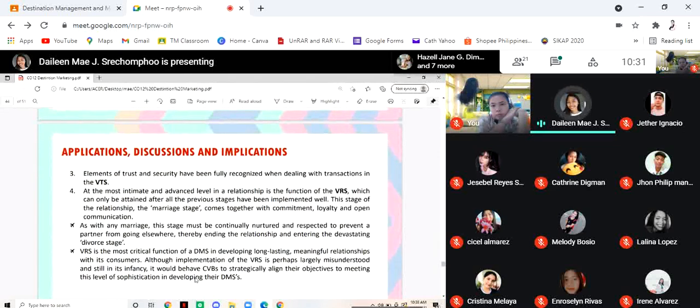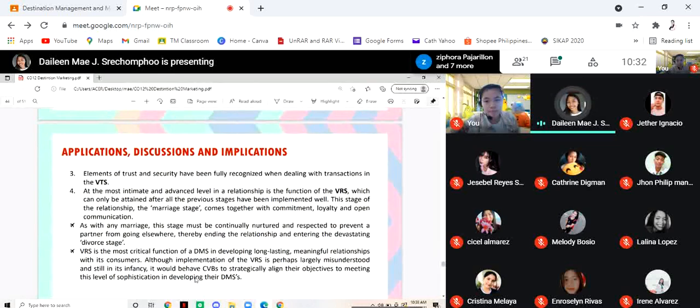Elements of trust and security have been fully recognized when dealing with transactions. So, katulad nga na nabanggit, kapag nagkaroon na ng transaction between the organization and consumer, meron nang trust, kaya nasa engagement stage na tayo. So, parang yung sa marriage, sa panliligaw, yung inaalam mo ng information, panliligaw, tapos courting stage na, tapos engagement. Lastly, yung BRS naman daw ay marriage stage na.